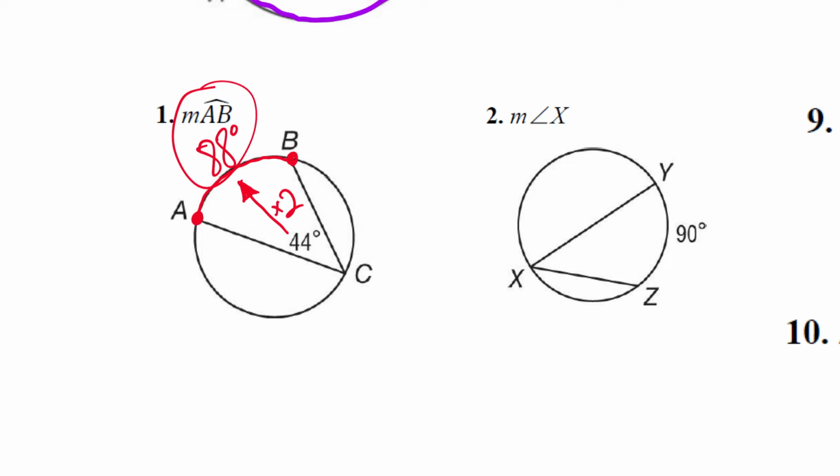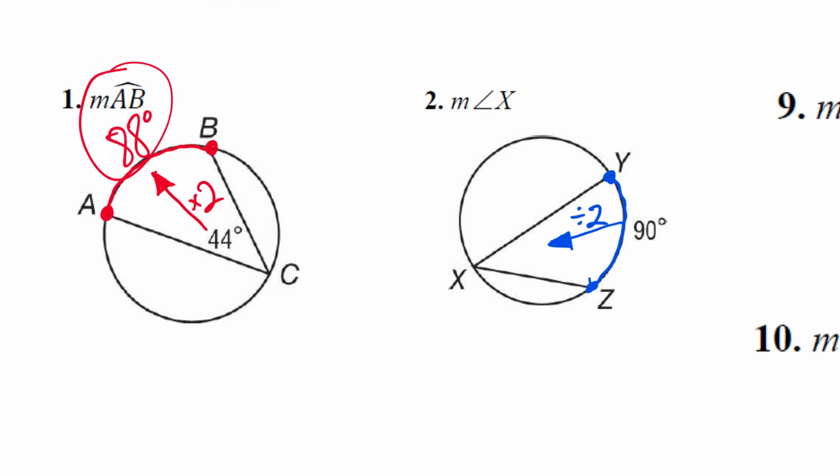On number 2 here, we know the arc, and we're going back to this angle X. What are we going to do going this way? Divide by 2. Just cut in half. So what's that going to be? 45.